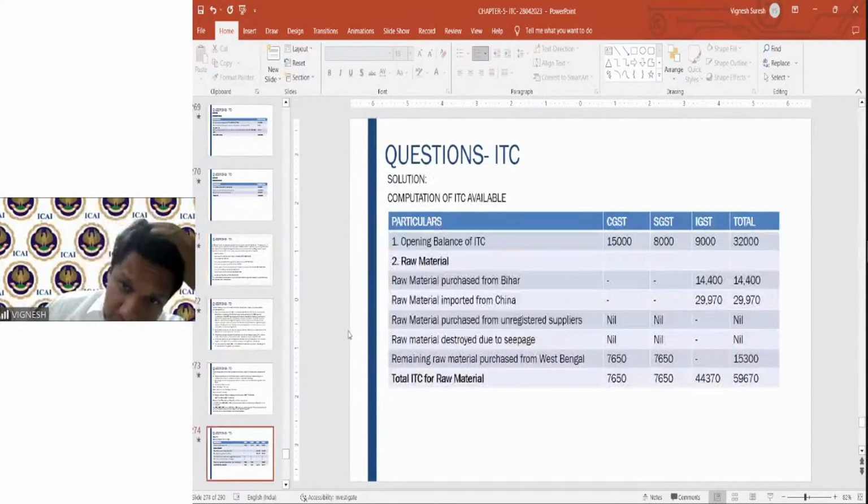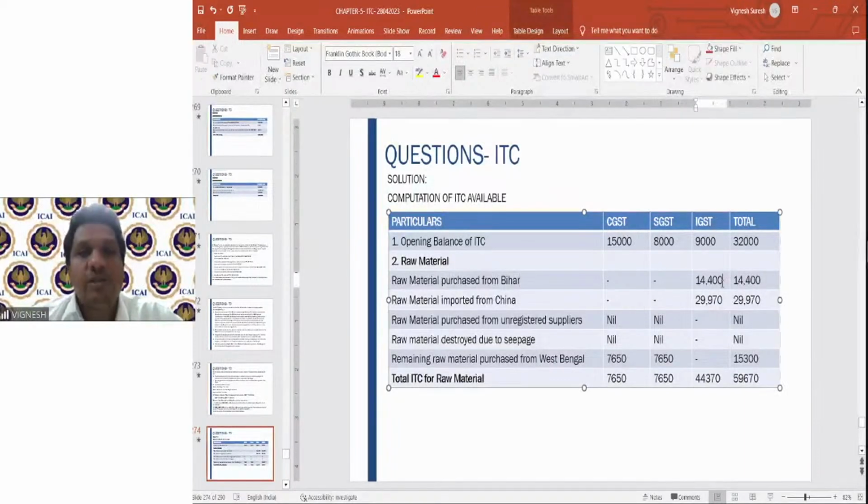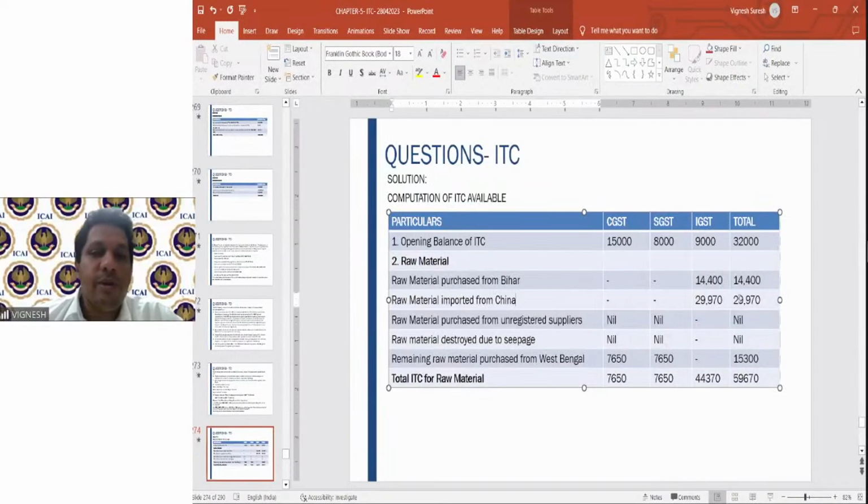So the ITC opening balance is there. Raw material from Bihar, this IGST will come because it is from outside the state. Raw material from China, only IGST will come. Customs, etc. will not come. Then raw material from China, this is done. Unregistered, nothing will come. Destruction, nothing will come because blocked. Raw material, 7,650. I told you 85,000 is the balance. I hope you understood how that 85,000 calculation came. If not, you let me know.